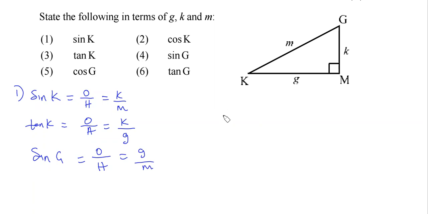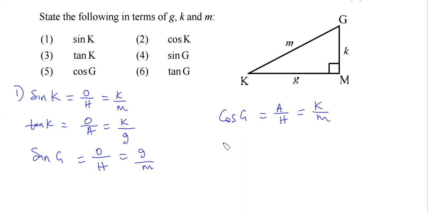Okay, what about if we are to look for cos G? Cos G is equal to adjacent over hypotenuse. In this case, our adjacent there is K over M. Are we together? So it's K over M. So you can actually see that sine K and cos G are the same. But we don't need to worry about that at the moment.